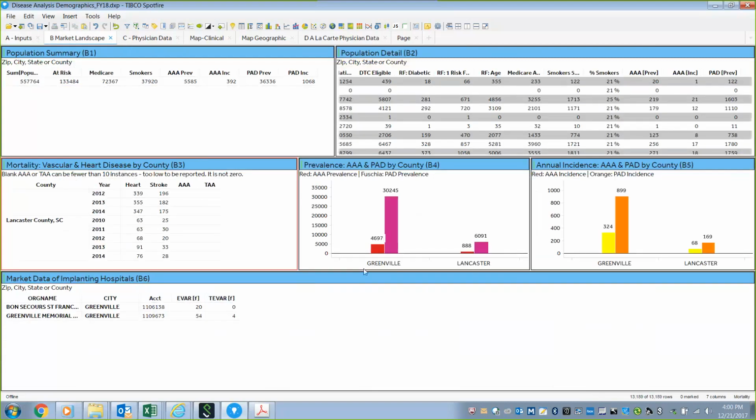Now that you have a good comparison, you can say that, assuming you were looking at both markets, if you were to choose one and you were going to choose on volume, you could easily say that there's a lot more disease in Greenville than there is in Lancaster, where you have 30,000 people at risk for PAD and 4,600 people at risk for AAA. This is the incidence number. This is the prevalence number, just like it's labeled. Also, because we chose Greenville and Lancaster, that showed us only the implanting hospitals that are associated with Greenville and Lancaster. So let's go back to our inputs and pick a few more counties.